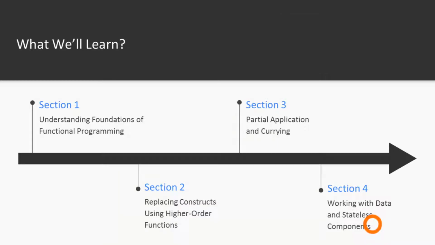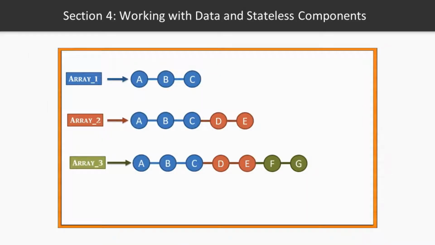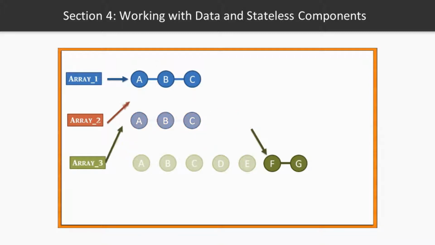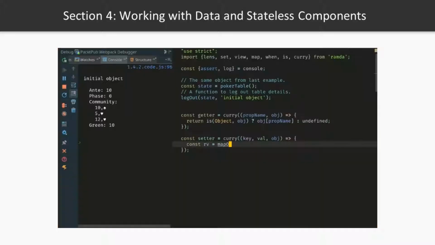In section 4, we'll look at immutable data structures, how to work with data structures using lenses from the functional library Ramda. Lenses are higher order functions that make viewing and setting properties on immutable and nested data a lot simpler. They will also come in handy a lot in future volumes as well, because lenses can be composed together.